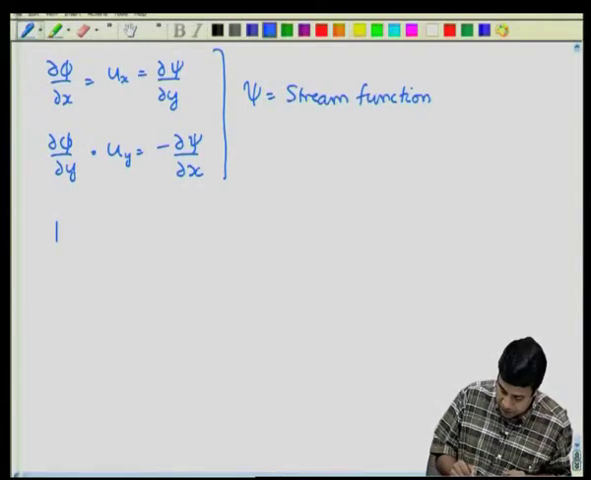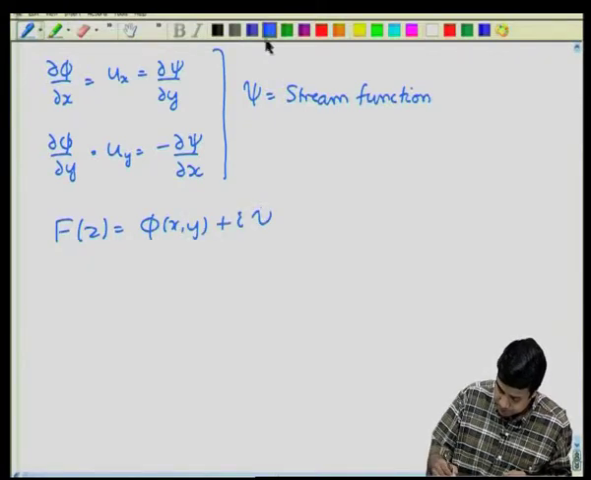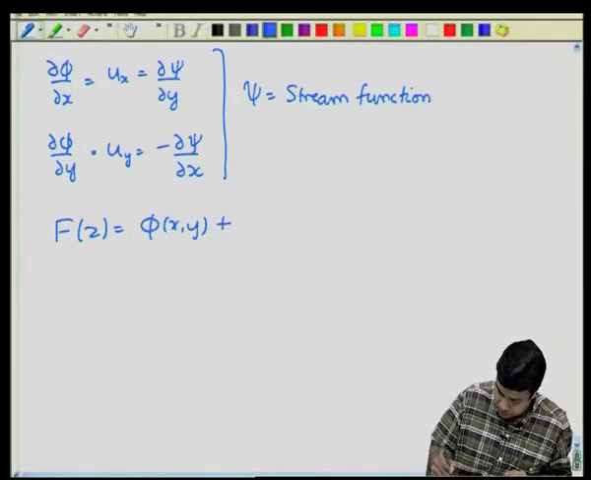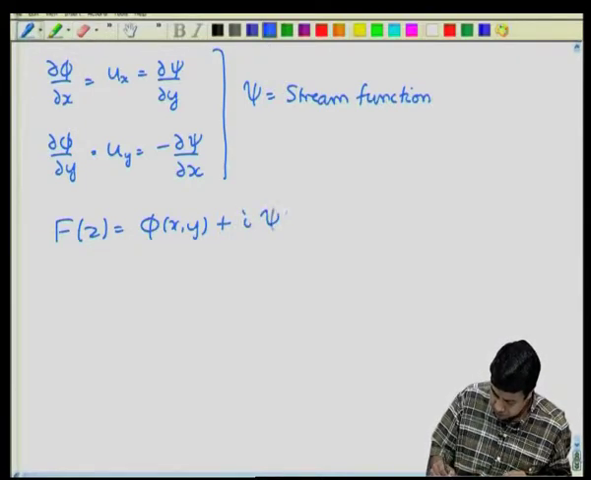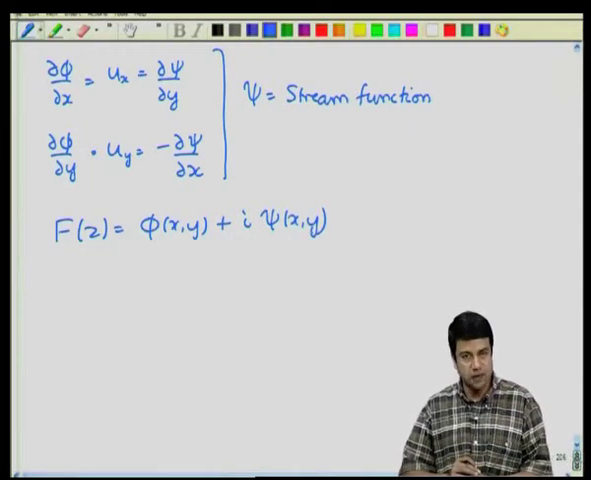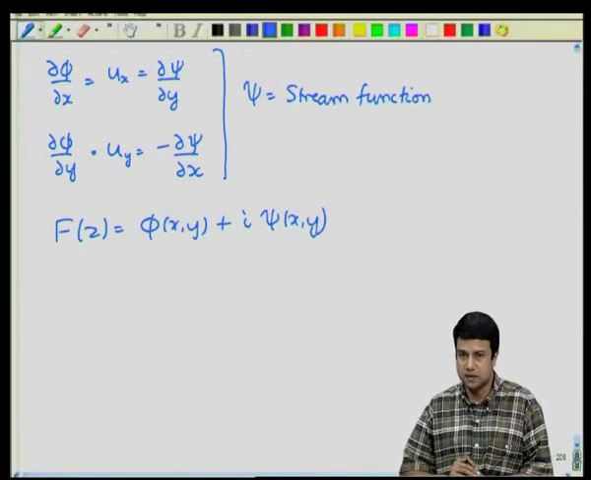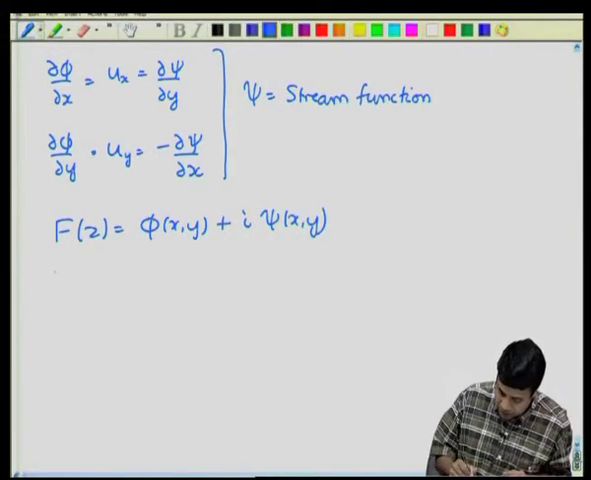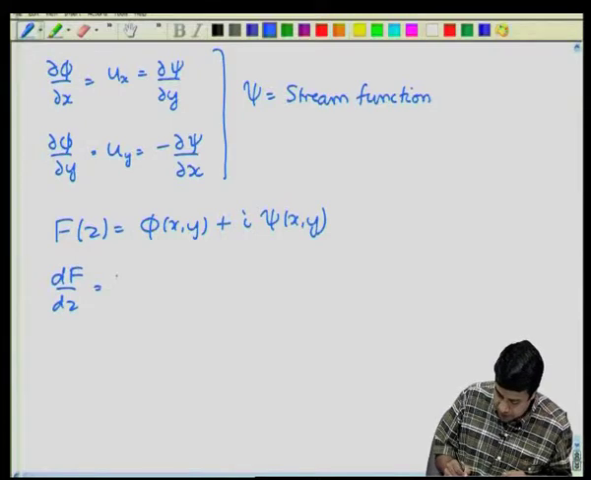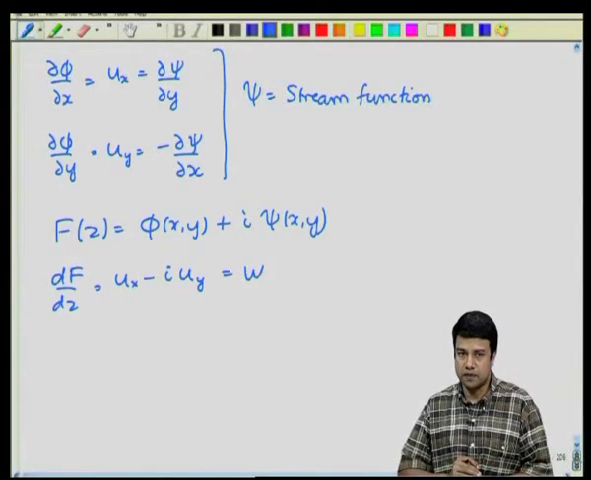Okay. Therefore, if I define my complex potential f of z is equal to phi of x y plus I psi of x y, and if I identify phi as my velocity potential, then psi is the stream function, okay, and partial phi by partial x and partial phi by partial y are u x and u y respectively, and from the Cauchy-Riemann conditions they have to be partial psi by partial y and minus partial psi by partial x. And if I take the derivative df by dz, okay, I will get u x minus I u y. This is the complex velocity obtained by taking the derivative of the complex potential.